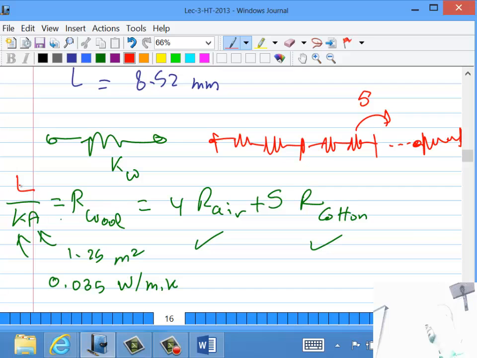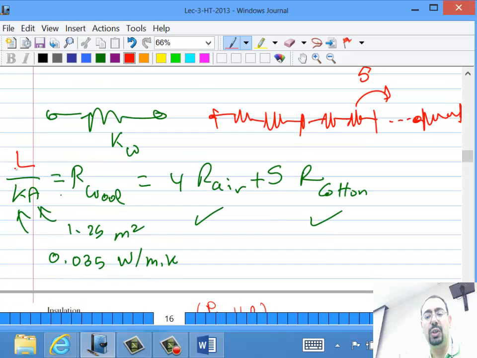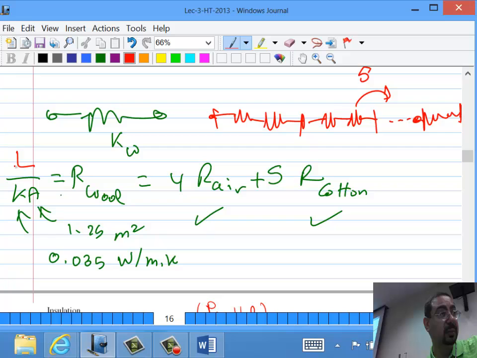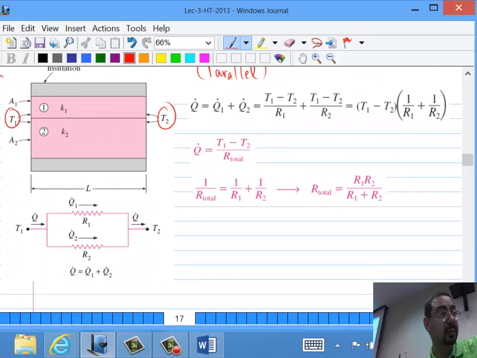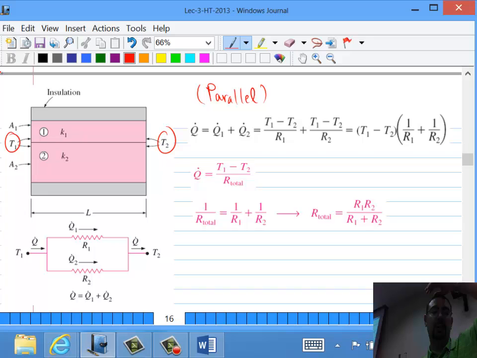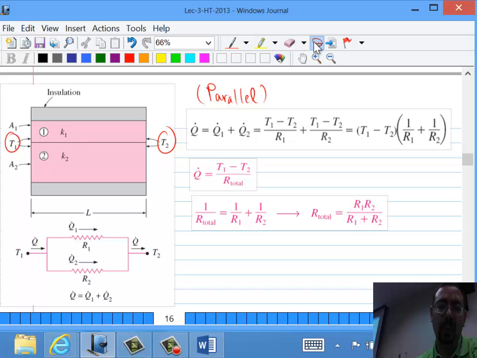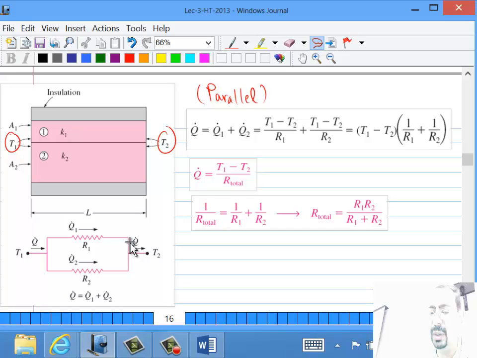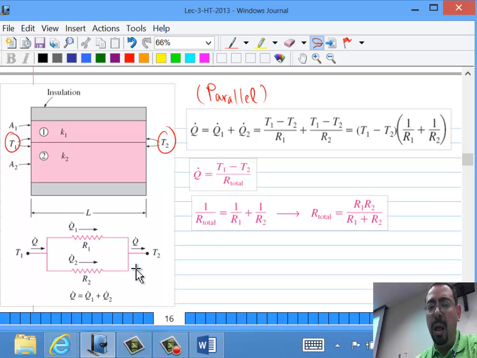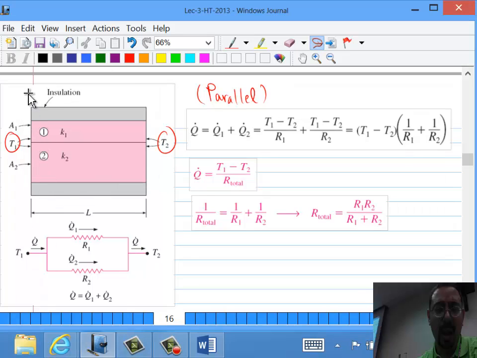Alright. Now the parallel. We know again from electricity that it's not the same current that will go through the two of them. These will be 2 different heat transfers that will go through them. So Q1 and Q2 will not be the same, but T2 and T1 would be the same. Why would T2 and T1 be the same? Well, because the neighboring material will force that on them.